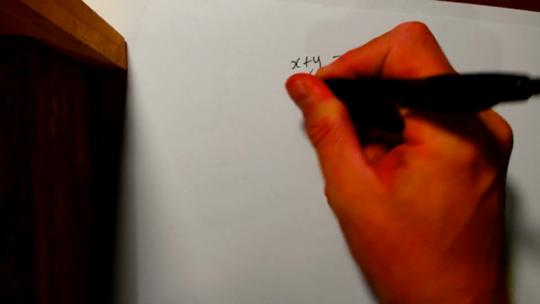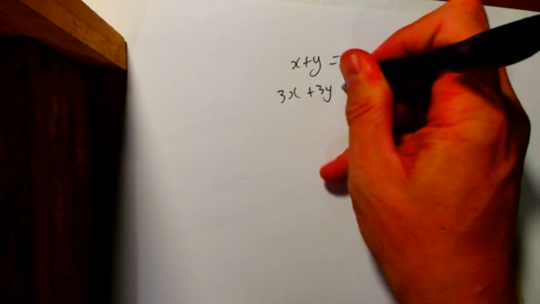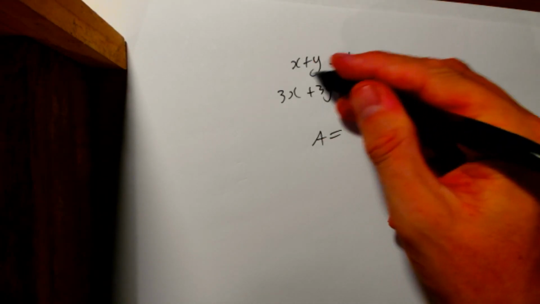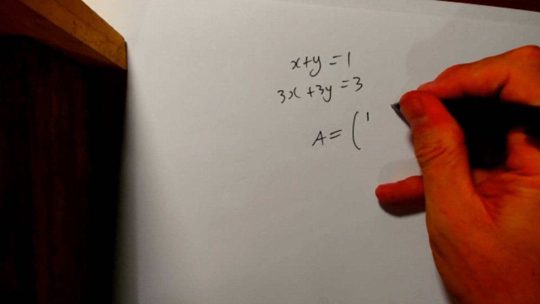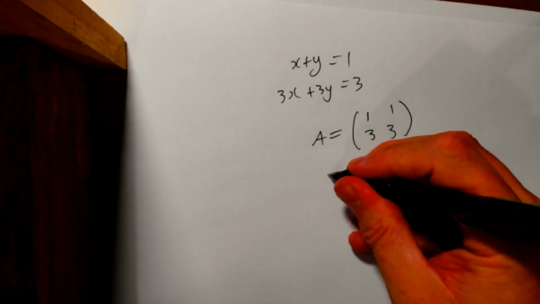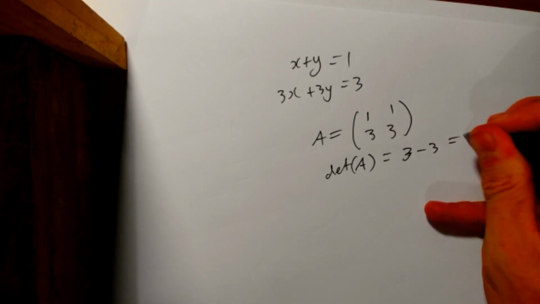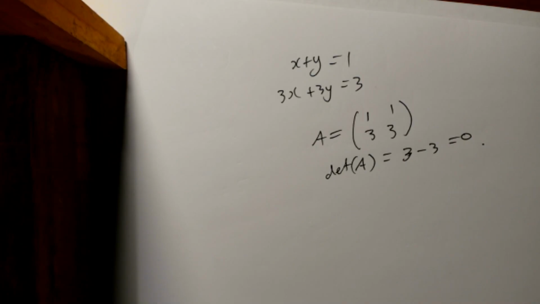Okay, next example. Does the system x plus y equals 1 and 3x plus 3y equals 3 have a unique solution, no solution, or infinitely many solutions? Okay, so again we write down a matrix corresponding to those coefficients. A equals 1, 1, 3, 3, and then take the determinant of that matrix. We get 3 minus 3, which is 0. Okay, so we know we've got one of two cases. We've got either no solutions or infinitely many solutions, right? So are they two distinct parallel lines, or do those parallel lines coincide?